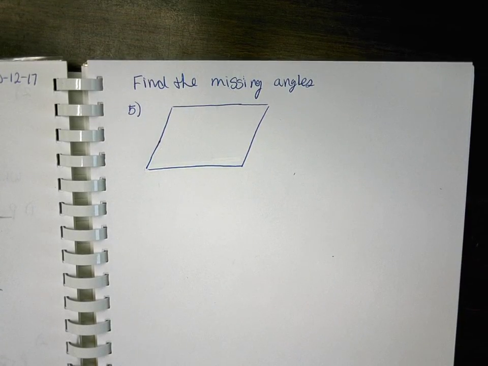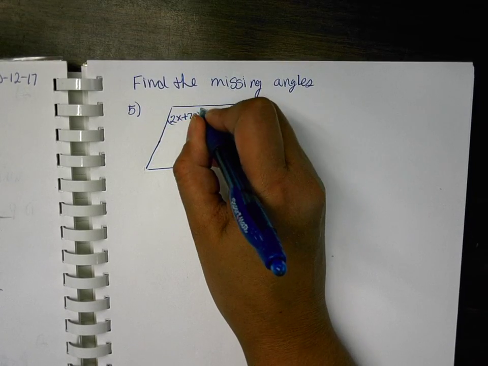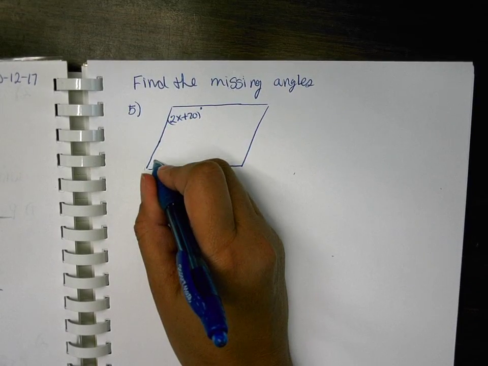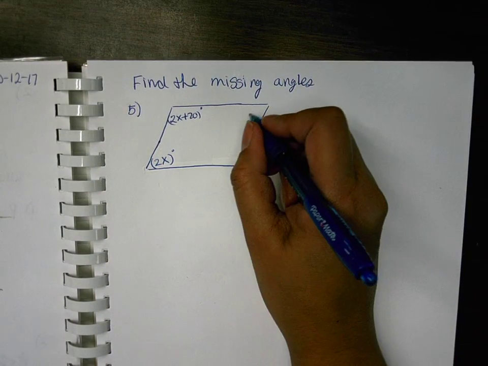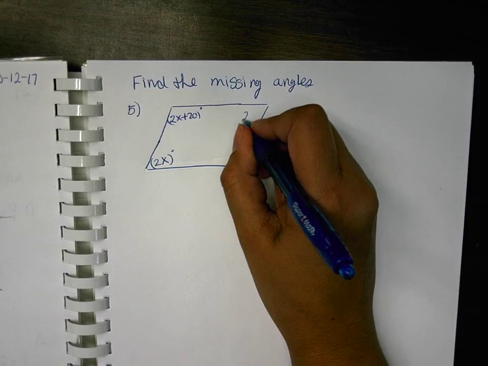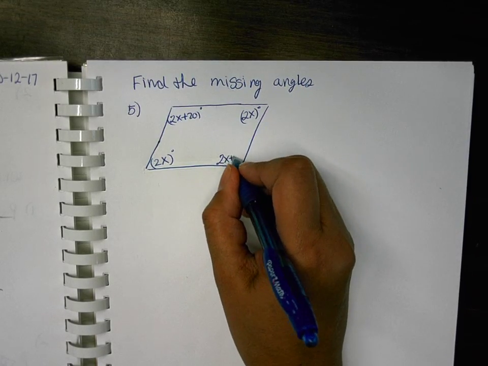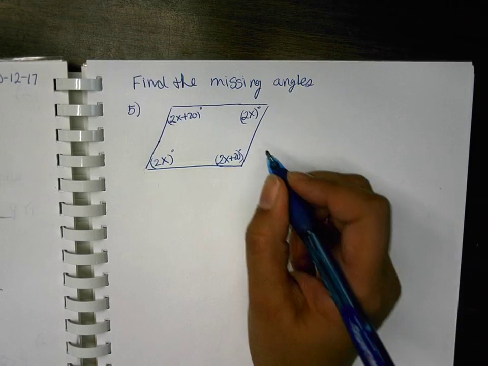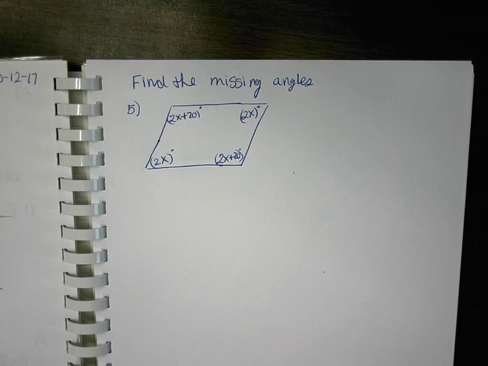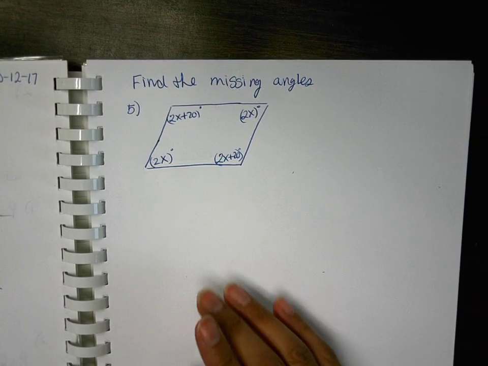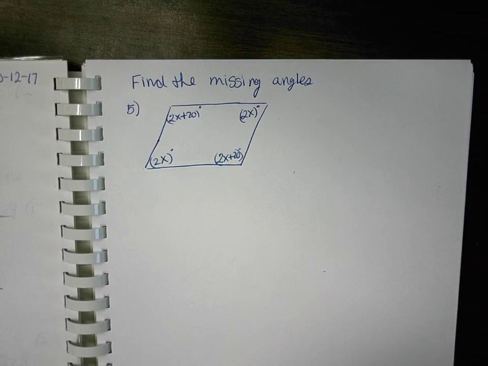Everybody with me? This top corner up here is 2x plus 20 degrees. This bottom corner at the bottom left is 2x degrees. Top right is 2x degrees. And bottom right is 2x plus 20 degrees. Now there's two things you have to do here. If this was a triangle, what would I do? I'd add up all the corners to equal 180, right? Because we know that triangles add up to 180.